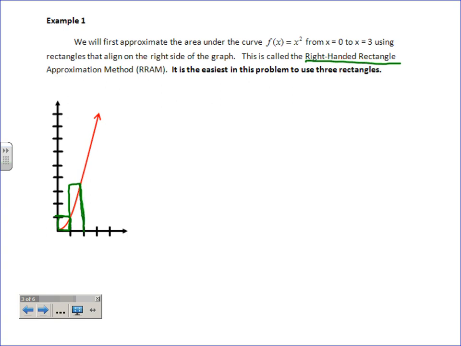Okay, and seeing this is recorded, I'll repeat the question. It was asked if there's a right-handed rectangle, is there also a left-handed? And yes, there is. And there's actually also a middle. So there are actually 3 that we're going to take a look at.